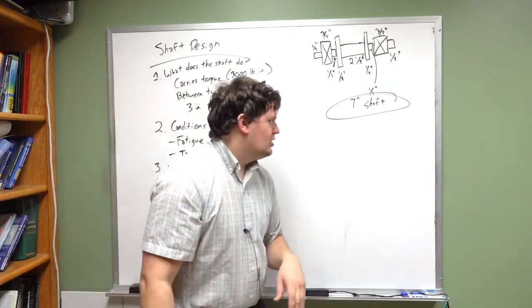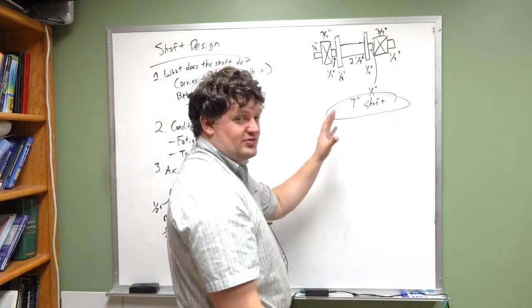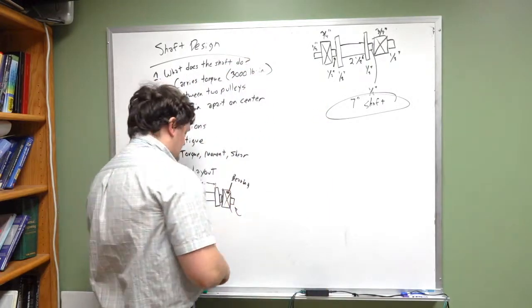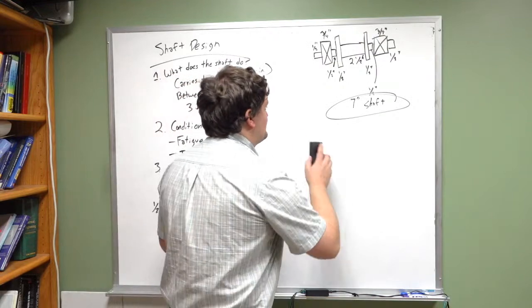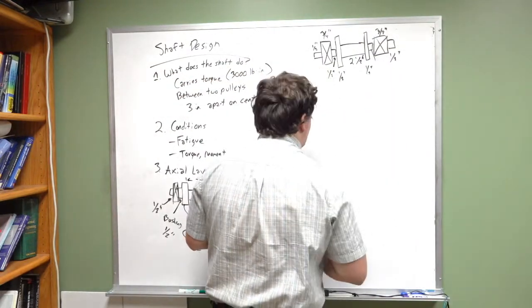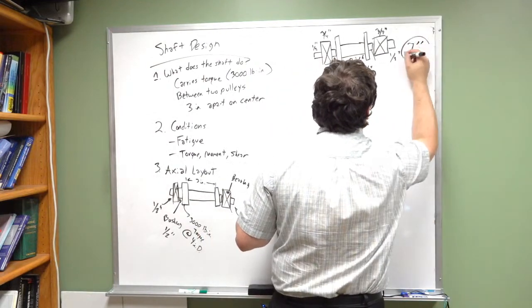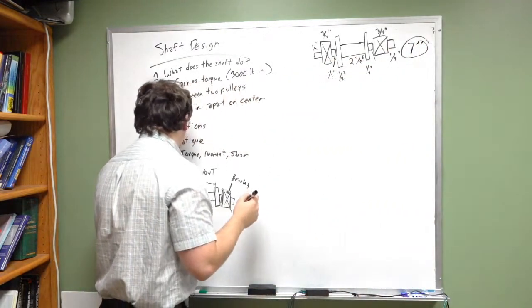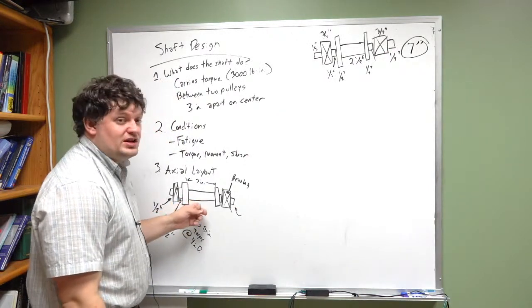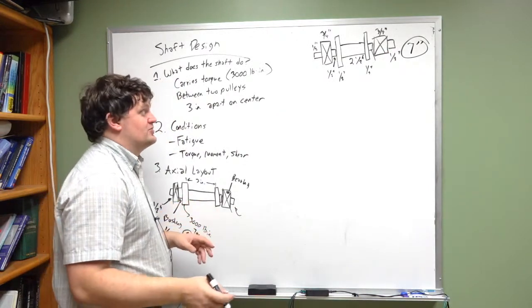Okay, all right. So I've got my shaft configuration now. I've got my axial layout. We're good. So what's the next step after axial layout? Now that we know that this is a 7-inch shaft, what's the next step? Well, now we need to actually draw a free body diagram of the system.